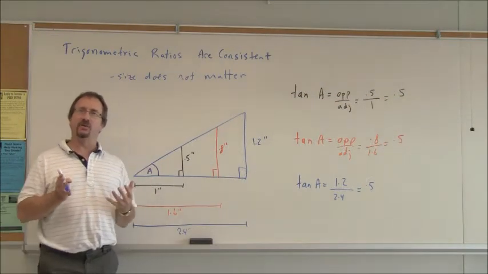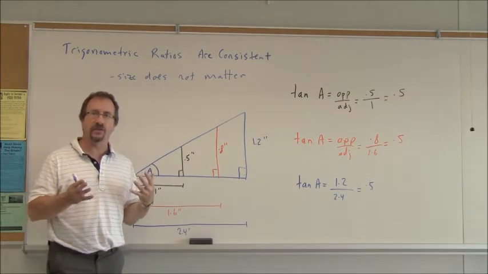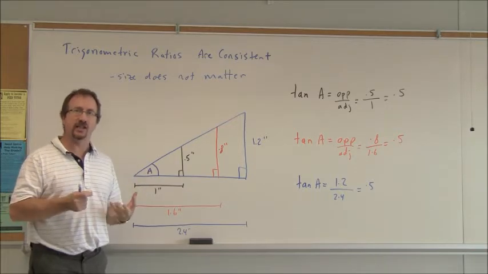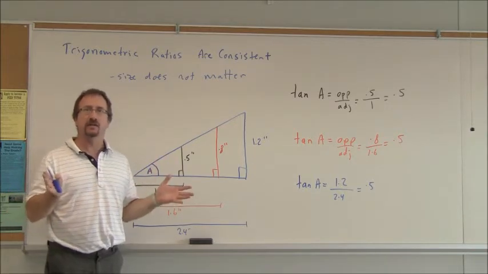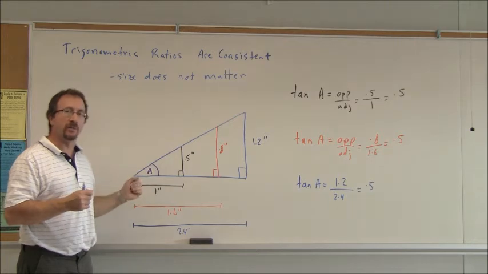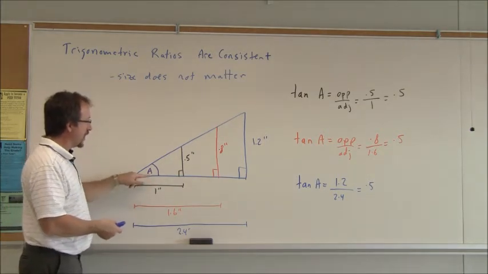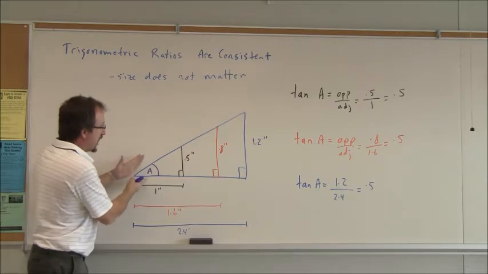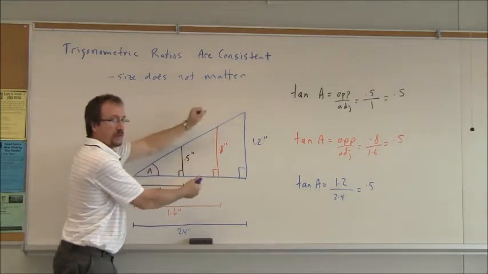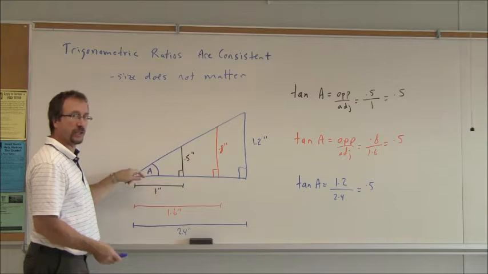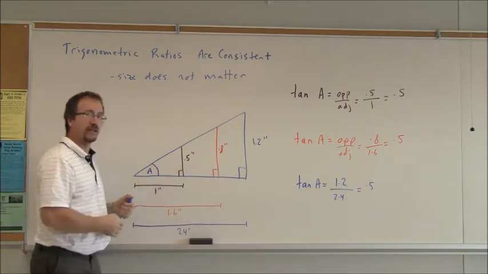One of the neat things about trigonometry and the ratios is the fact that the ratios are consistent. The size of the triangle doesn't matter. So, I drew up an example here with colors to try and make the point. Here I've got an angle, angle A. It's the same for all of these triangles. So angle A doesn't change, but the size of the triangle does.